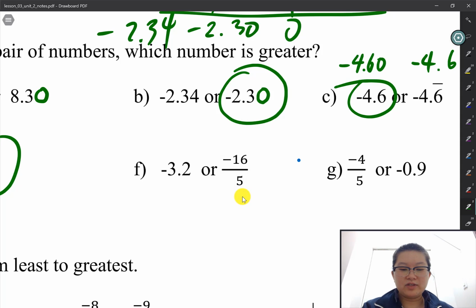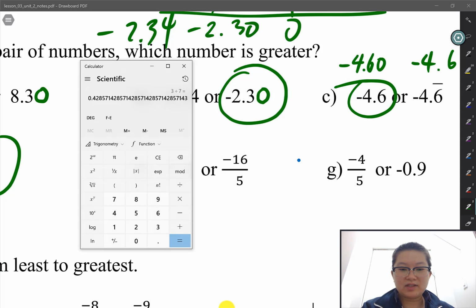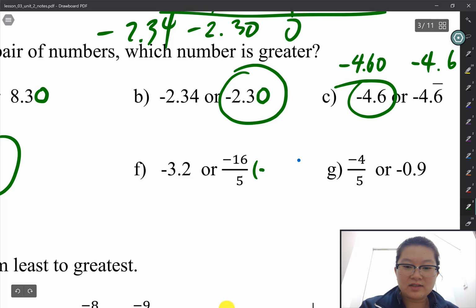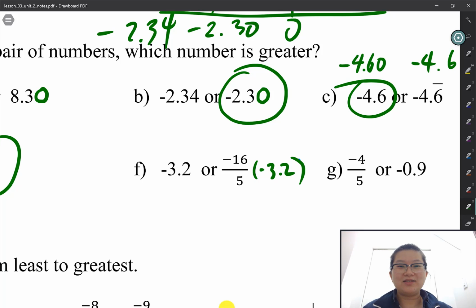Okay, so I will do this one, finish it off. I will do 16/5, okay? 16 divided by 5 is going to give me 3.2, but this is going to be negative, okay? So this is negative 3.2. Wait a minute. Aren't these two the same? These two are exactly the same. So none of them is greater than the other one. There, we're done. Yay! Okay, moving on.